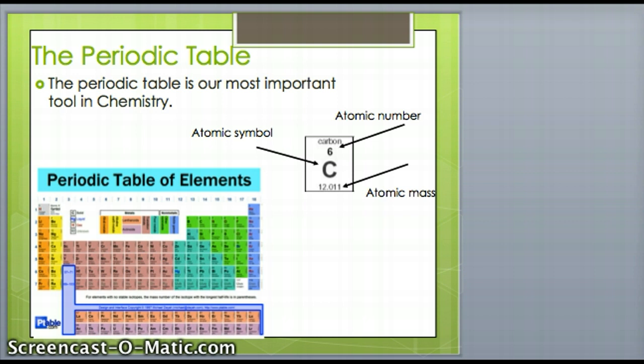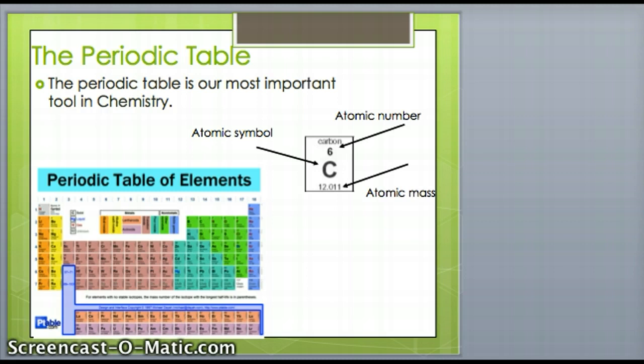All right, now I would like to introduce you to one of the most amazing tools of all time, the periodic table. The periodic table is the most important tool in chemistry. So basically, there are 118 different types of atoms, and all of those different types of atoms are found on the periodic table. It's basically just a chart that shows you all of the different types of atoms.